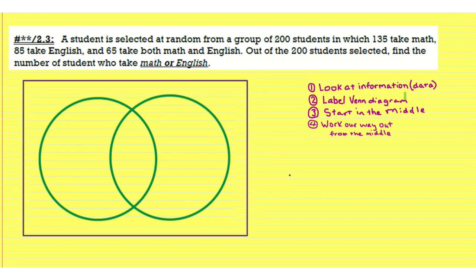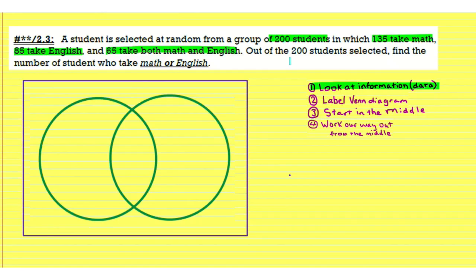Okay, we have our next problem. We're going to take the same approach. We're going to look at the information or data that they've given us first. So it says a student is selected at random from a group of 200 students, and 135 of those students take a math class. 85 of those students take an English class, and 65 take both math and English.